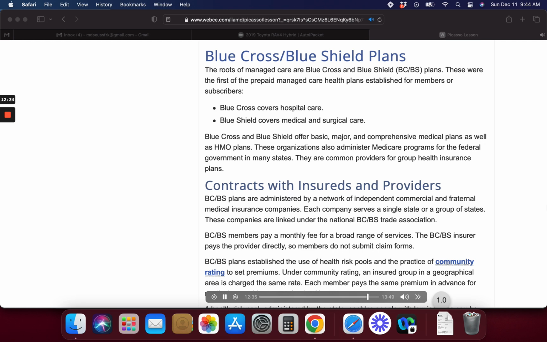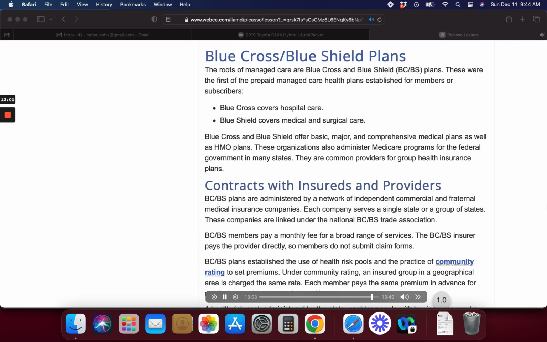A PPO is a managed care health plan that contracts with a network of preferred providers that the member may use for medical care. Unlike an HMO, a PPO lets members get care outside the network, though doing so incurs a deductible. A POS plan combines characteristics of an HMO and a PPO. The POS is the HMO industry's response to members' desire to select their health care providers.